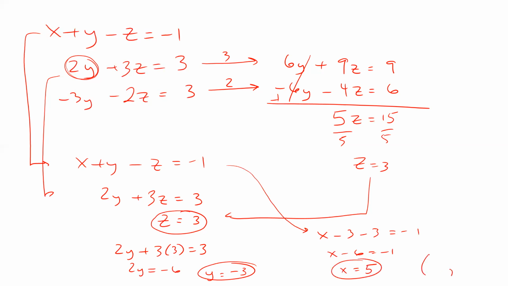Oh, we forgot to write the answer last time for this one. It's always going to be x, then y, then z for our final answer. So 5, negative 3, positive 3 is the solution to all of these guys. Okay, are we good there?